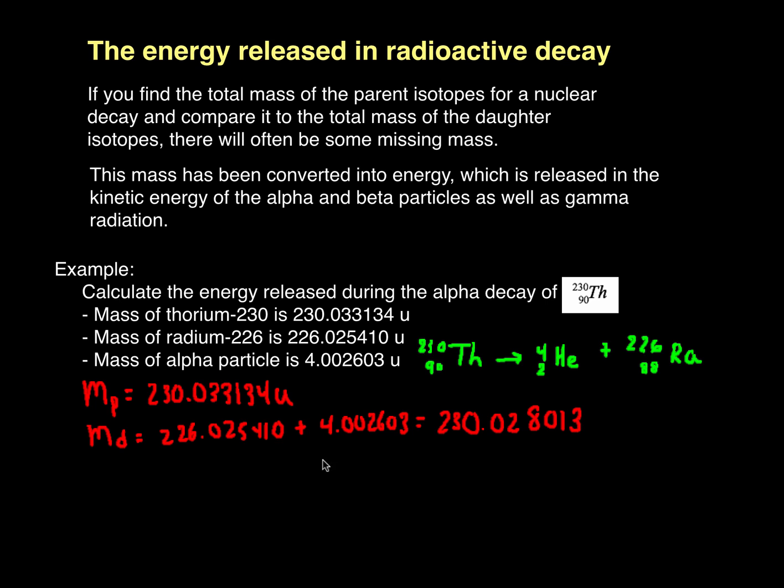which gives us a total mass for the daughter nuclei equal to 230.028013. There's been a change of mass, which is the mass of the daughter nuclei minus the mass of the original parent nuclei, of negative 0.005121 atomic mass units. Note the negative in this result means that mass has been lost.